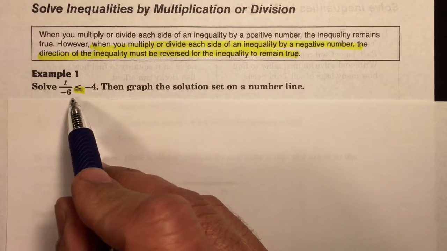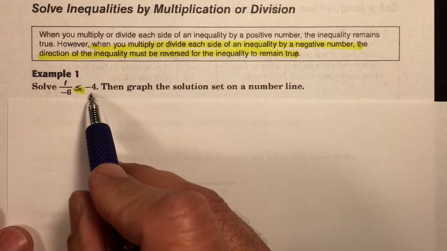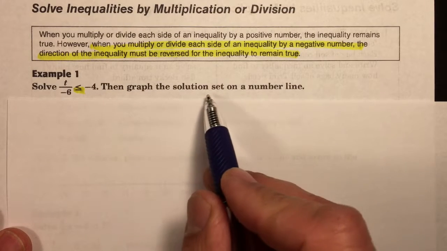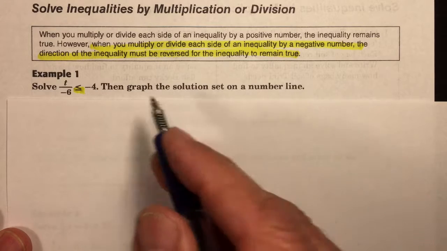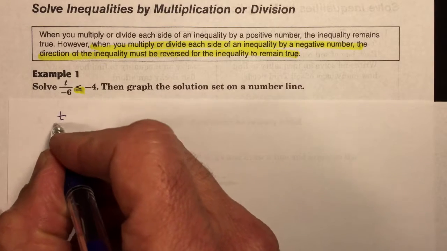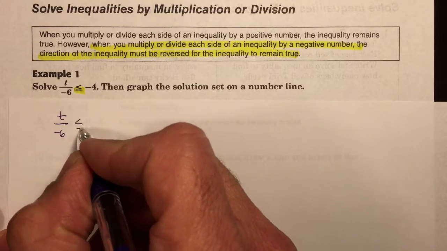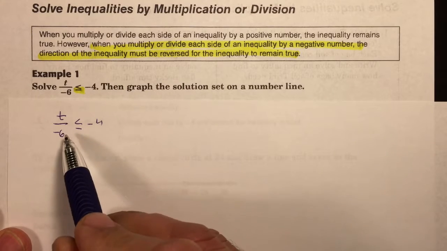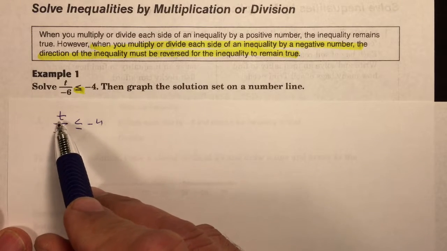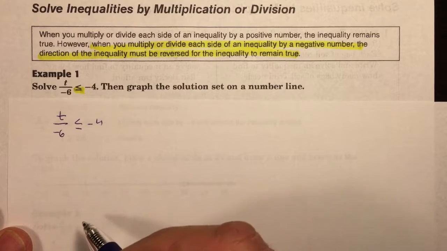Solve t over negative 6 is less than or equal to negative 4. Then graph the solution set on a number line. Okay, let's rewrite it. t over negative 6 less than or equal to negative 4. The idea is to leave the t, my variable, on one side and the number on the other one.